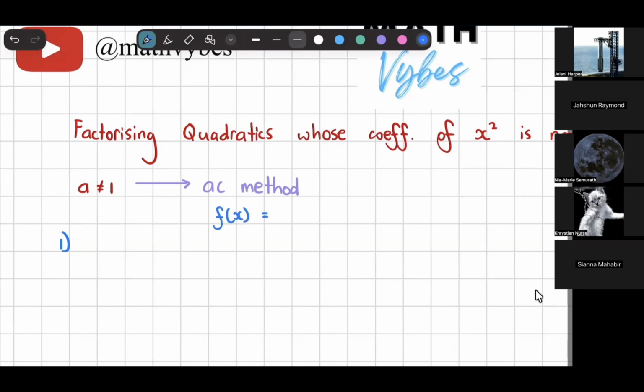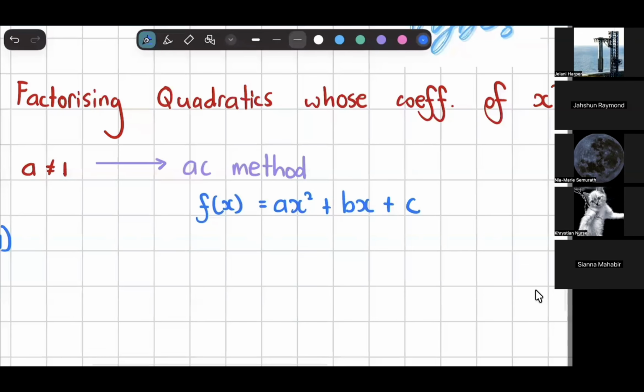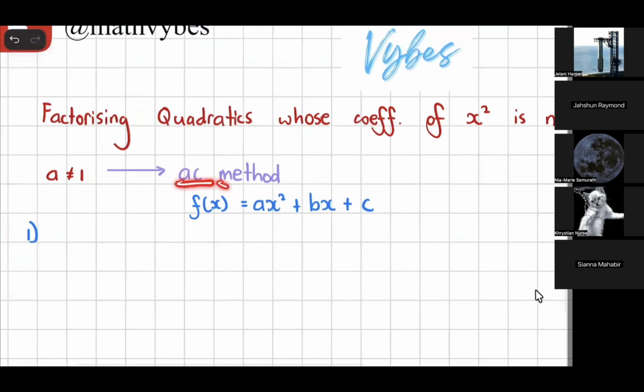ax squared plus bx plus c. All right, I was hoping for a form 4. Oh, my bad. Form 4 is, did you all know this? ax squared plus bx plus c. Yes, sir. All right. So you're seeing the AC method. That means this method is going to involve the a value and the c value.